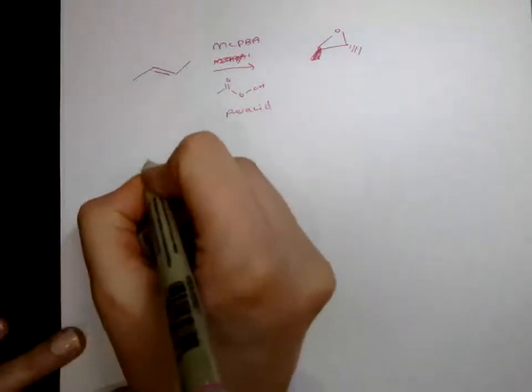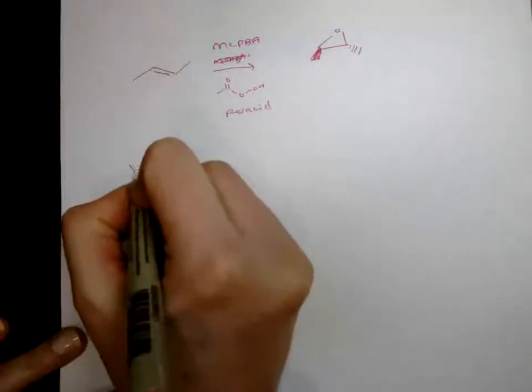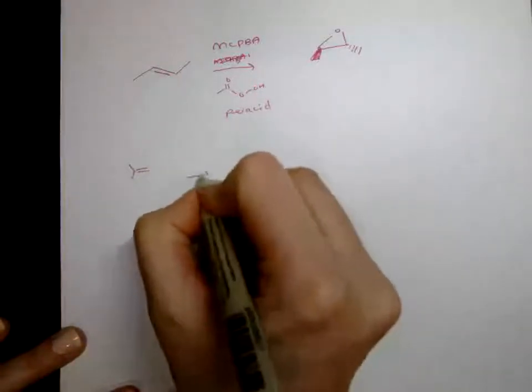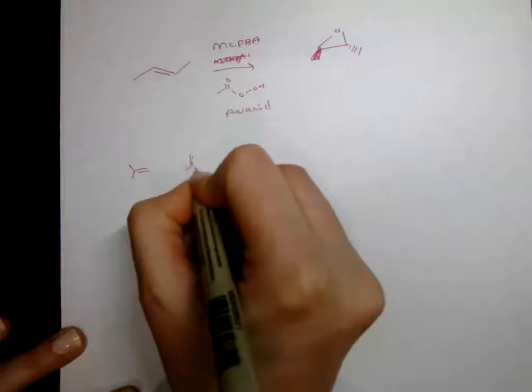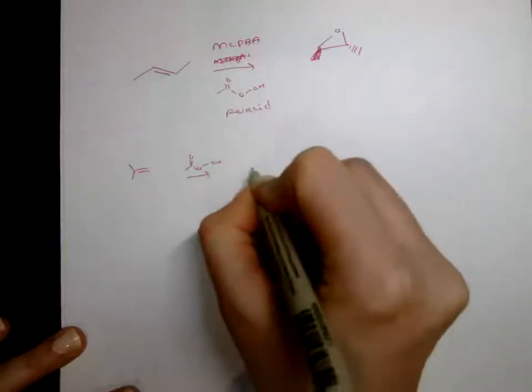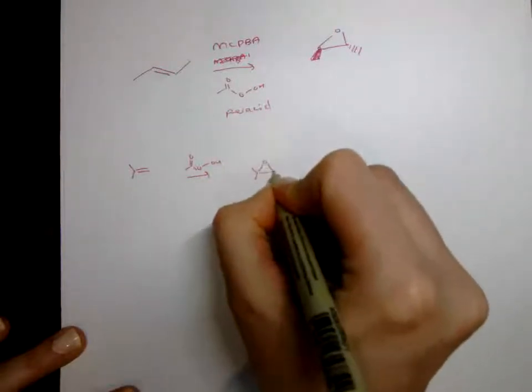So you have two different ways that you can open an epoxide, especially if it's asymmetrical. So say we start out with this alkene, and we add a peroxy acid to it, and we get this epoxide. So with that epoxide, let me zoom in a little bit so you can see better.